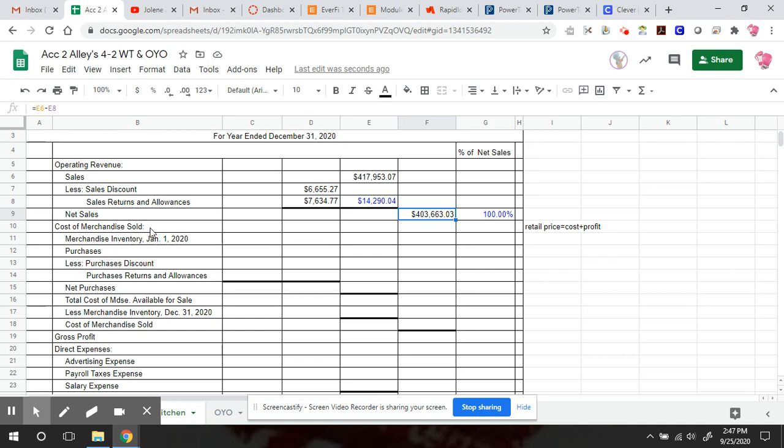Now this next section is cost of merchandise sold. We have to start off here with the merchandise inventory from January 1st. This was one that I had to email to you, this dollar amount: $140,890.